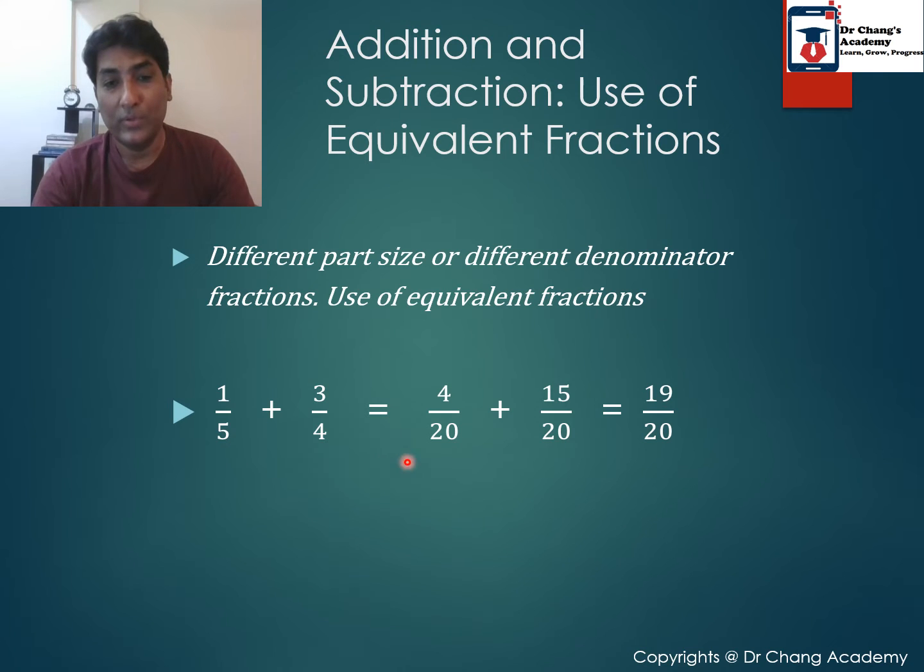So what do we do? We just use an equivalent fraction for each of them. So for 1/5, the equivalent fraction is 4/20, and for 3/4 the equivalent fraction is 15/20.